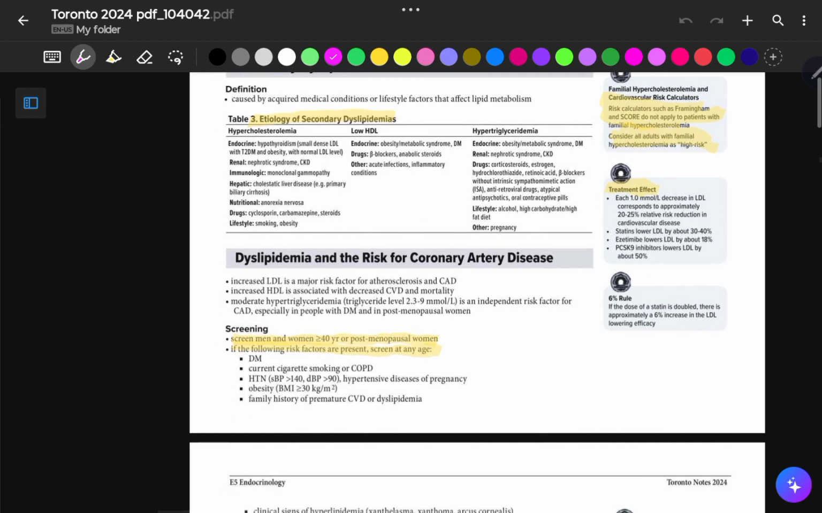So here it says treatment effect. For each one mole per liter decrease in LDL, it corresponds to approximately 20-25% relative risk reduction in cardiovascular disease. So the more your LDL decreases, the more reduction in cardiovascular disease. Statins lower your LDL by about 30-40%. The second line drugs such as ezetimibe lower LDL by 18%, and PCSK9 inhibitors lower LDL by about 50%. But statin is actually the first line.